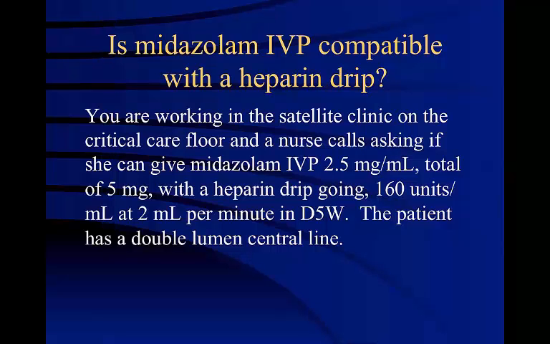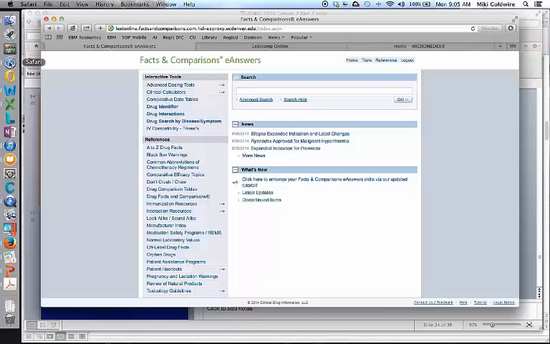Let's go through an example. Is midazolam IV push compatible with a heparin drip? You are working in the satellite clinic on the critical care floor, and a nurse calls asking if she can give midazolam IV push 2.5 milligram per ml, total of 5 milligram, with a heparin drip that's going at 160 units per ml at 2 mils per minute in D5W. And we know the patient has a double lumen central line.